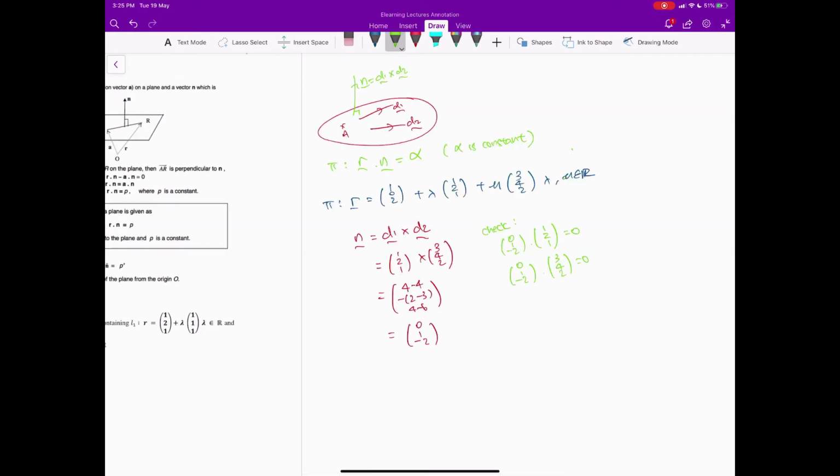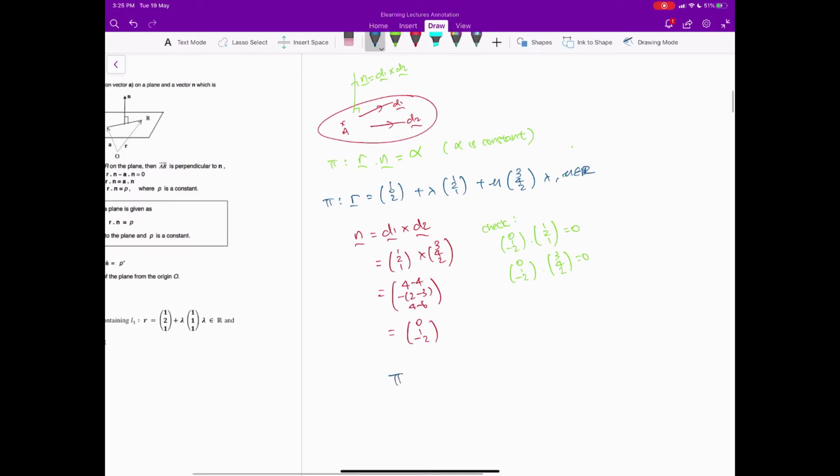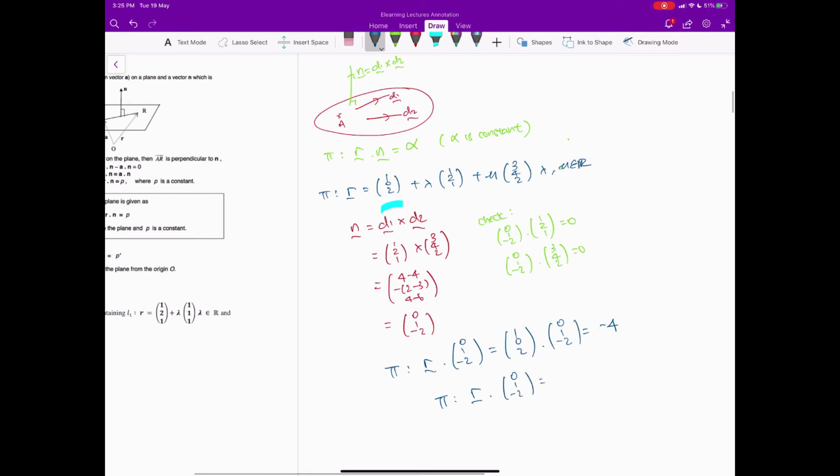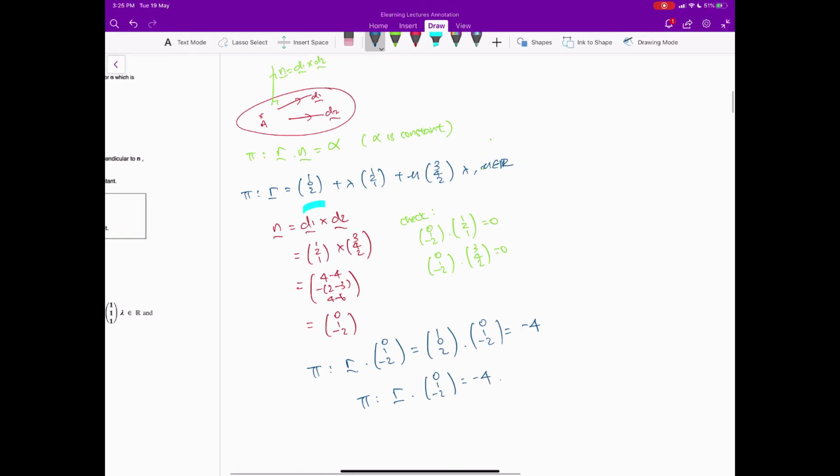So once I confirm my normal, I'm going to try to find the constant at the back of the equation. My plane equation should look something like that: pi, which represents the plane, r, which represents any point on the plane, dot (0, 1, -2), which is your normal. I need to determine the constant. Since r represents any point that lies on the plane, I can use (1, 0, 2), derived from the vector equation of my plane, and dot with my normal. I will get minus 4. So my plane equation essentially will be r dot (0, 1, -2) equals minus 4. This is a scalar product of the plane.